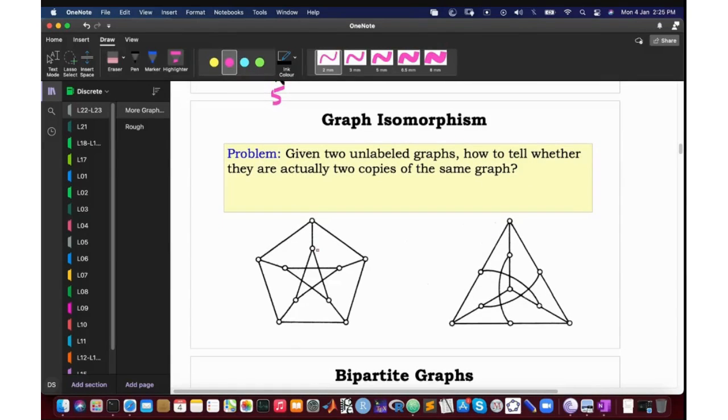So here is the problem. It's a very famous problem. It's called the graph isomorphism problem. How many people have heard of this problem before? All right, then it's going to be interesting. In this problem you are given two unlabeled graphs, and the question you need to answer is whether they are actually two copies of the same graph or not. Is there a labeling of the vertices of these two graphs in which you can show that they correspond to the same single graph?